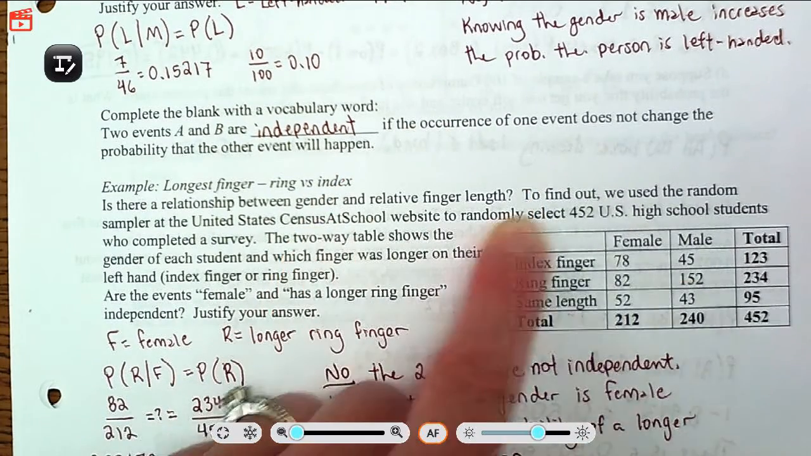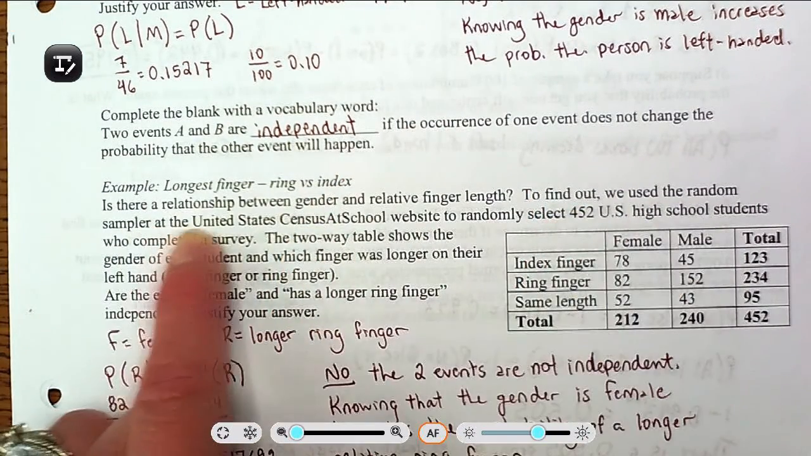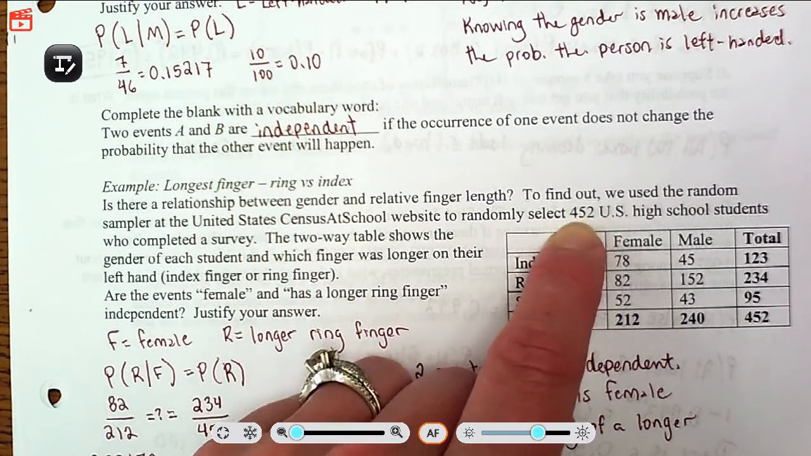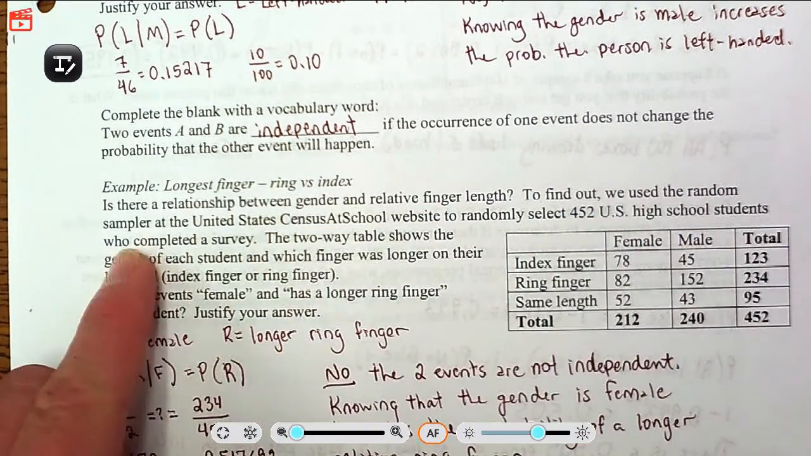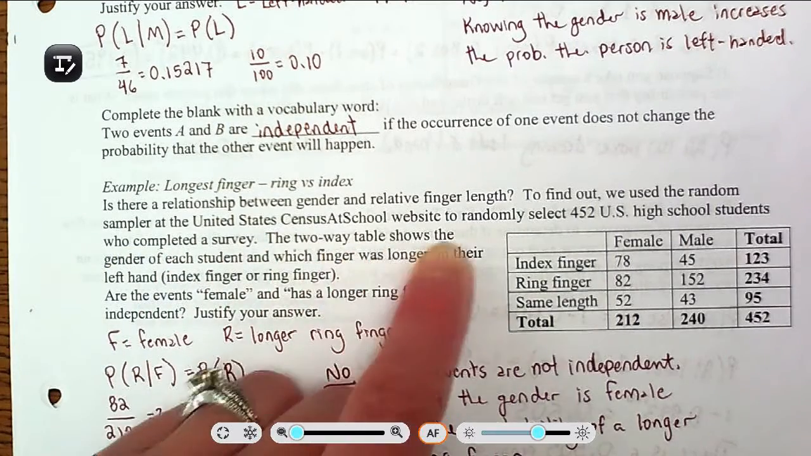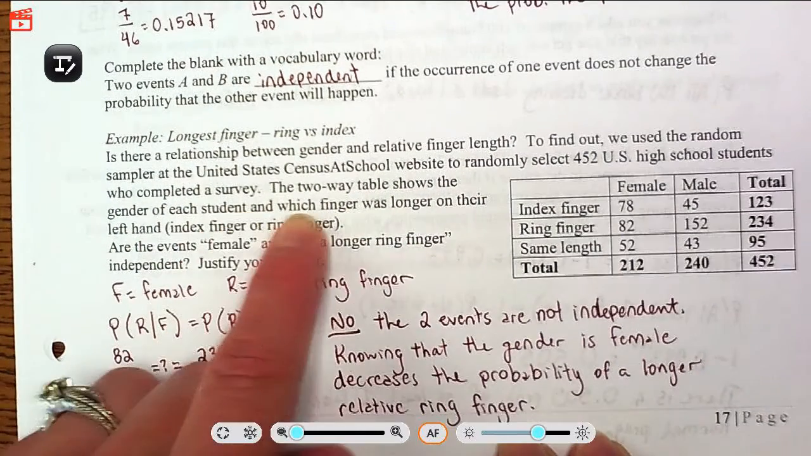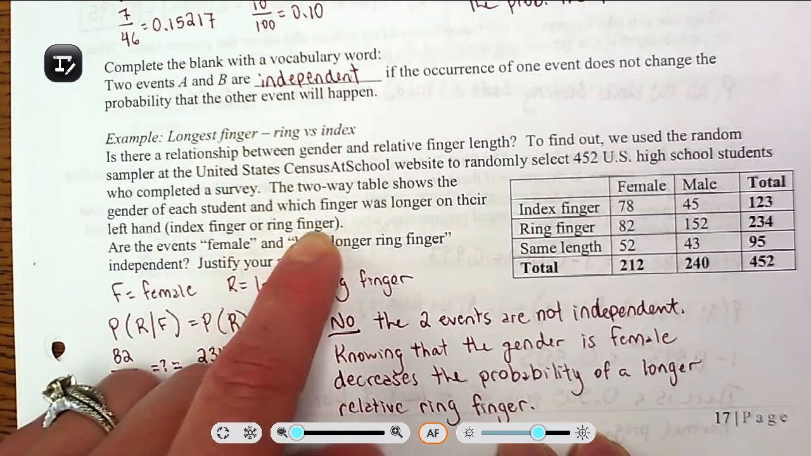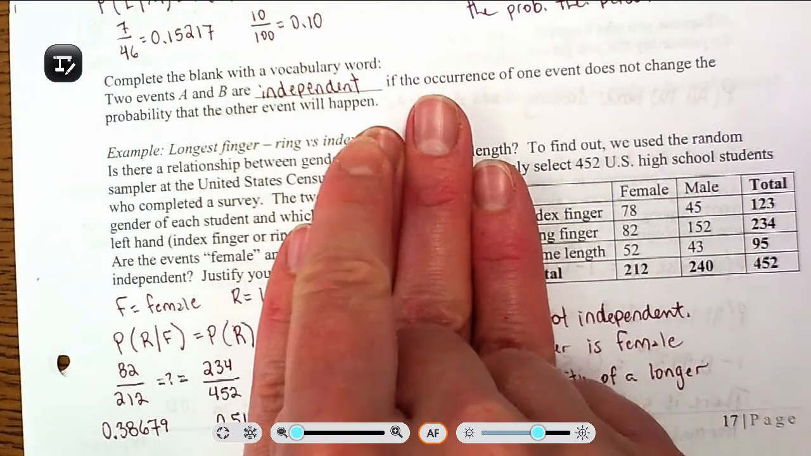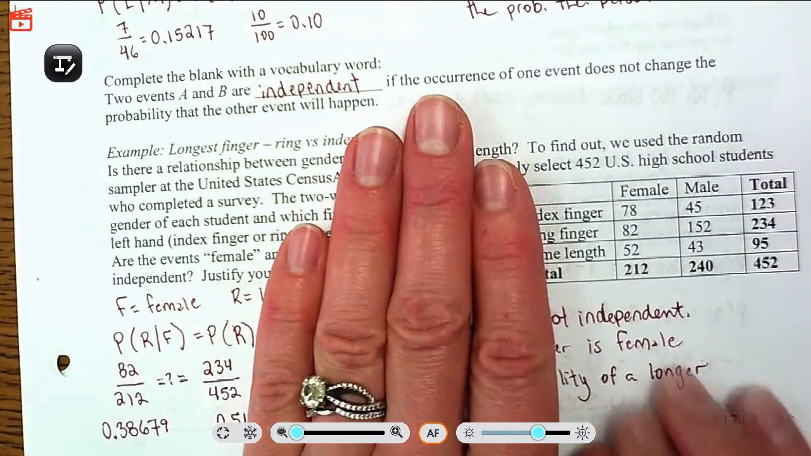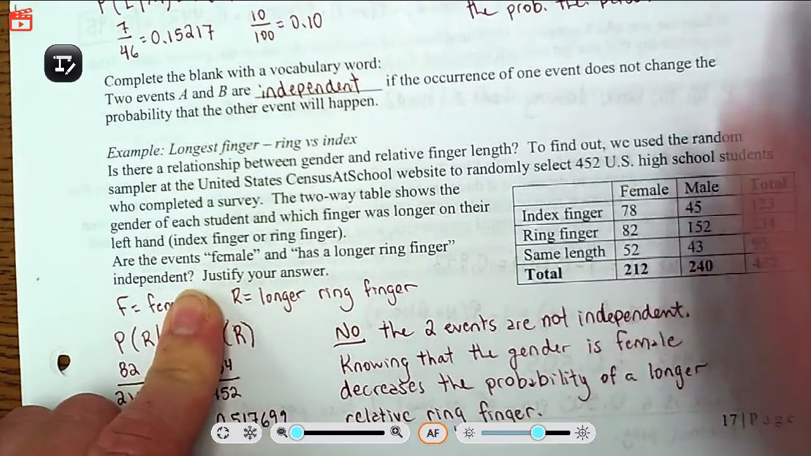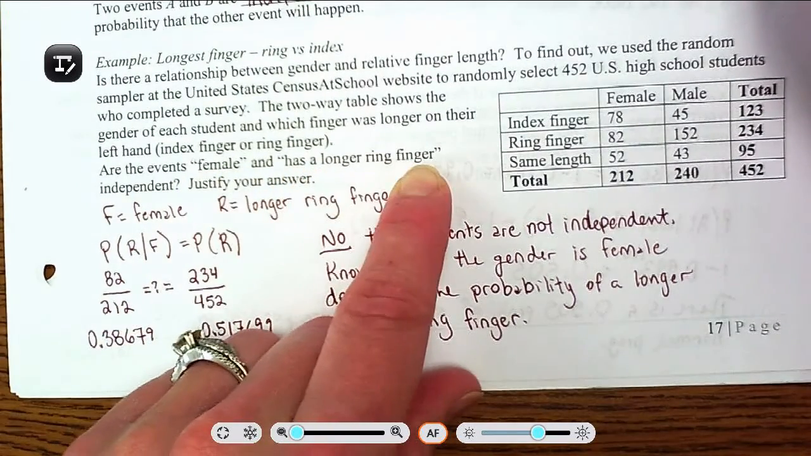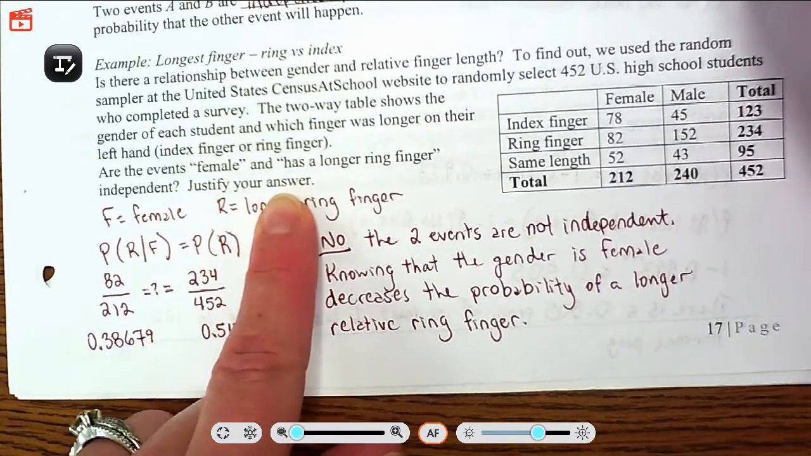Okay. So to find out, we use the random sampler at the United States Census at School website to select 452 U.S. high school students who completed the survey. The two-way table shows the gender of each student and which finger was longer on their left hand, index finger or ring finger. So that hand, ring finger longer than index finger. Are the events female and has a longer ring finger independent? Justify your answer.